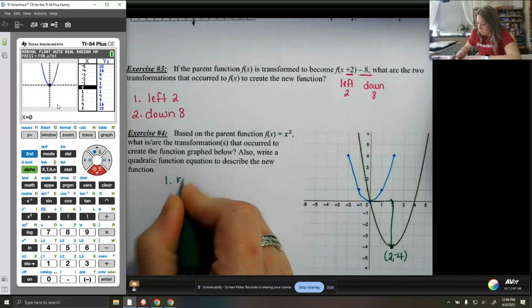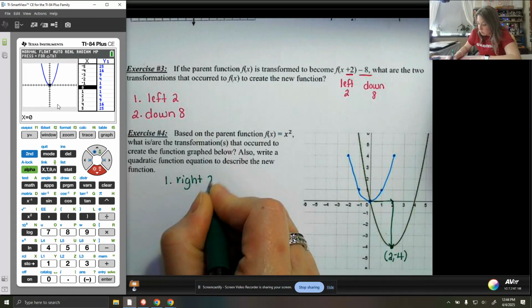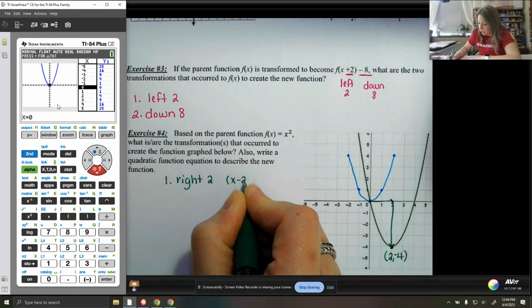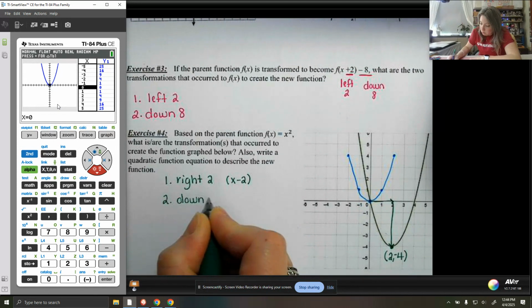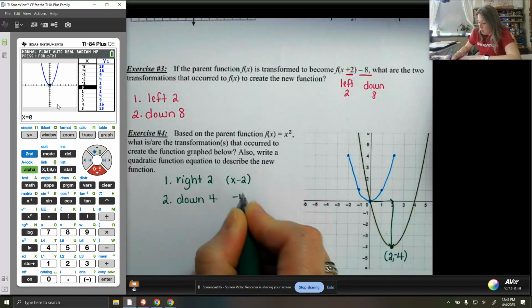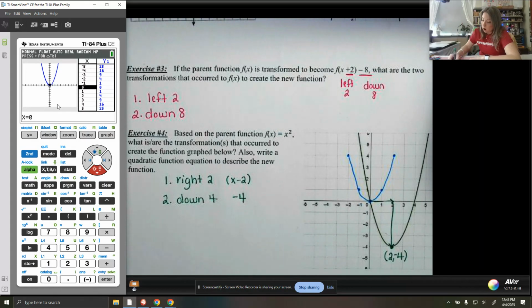Okay, so let's think about the transformation movements. First, we went right 2. So that's x minus 2 in the parentheses. And then we went down 4. So that's negative 4 outside the parentheses. So if our original f of x was x squared, this is a change in the parentheses that moves us left and right. This is a change outside the parentheses that moves us up and down.